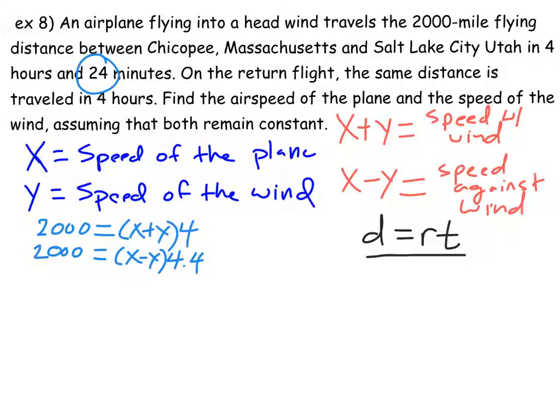Now this one's really going to clean up on the top because I'm actually just going to divide both sides by 4, and this one with the wind is going to become 500 equals x plus y. And that's going to work out quite nice. So now the second one's going to be a little bit more work here, that I'll have 2,000, and I'm going to distribute the 4.4.